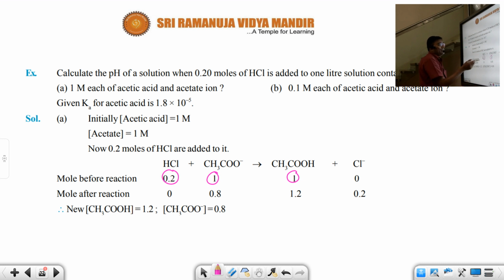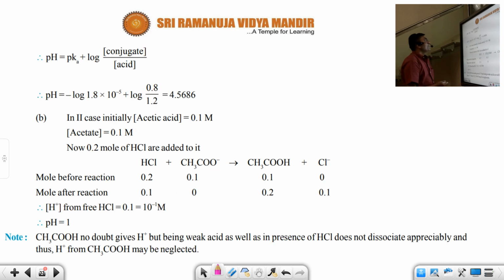Now when you add HCl to acetate, what happens? This is 0, consumed. Here 0.8 is left out and 1.2 is left out, it forms a buffer. So this is how some questions can be solved. pH is equal to pKa plus log salt by acid. In the second case, you see students, here 0.2 is taken, 0.1 is taken, this is 0.1 taken. Now this is 0 here.